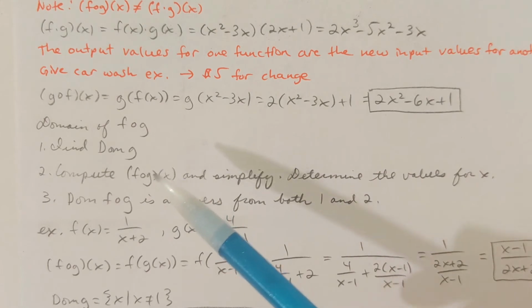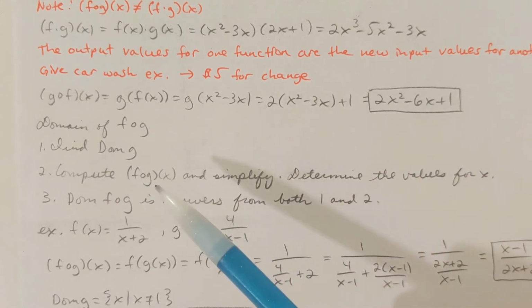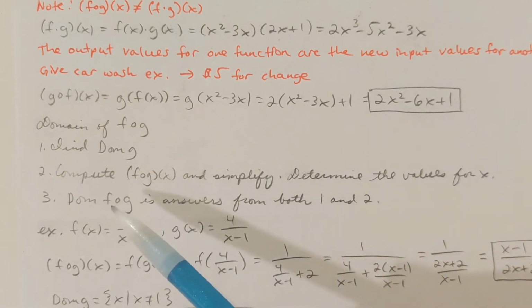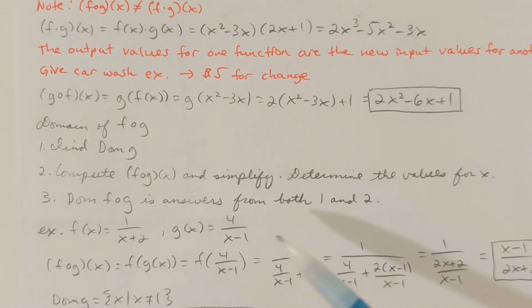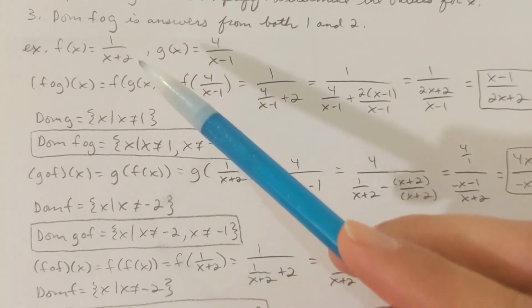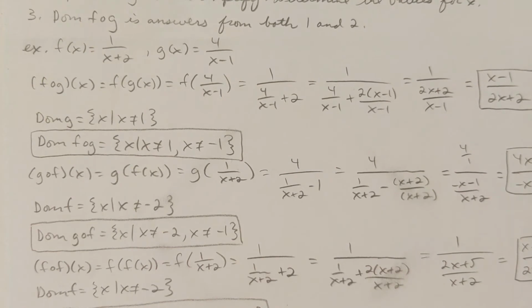I've got to find the domain of g first, compute f composed g of x and simplify, determine the values of x, and then state the domain of f composed g. Okay, so let's take a look at this example. Suppose that f of x is 1 over x plus 2 and g of x is 4 over x minus 1.